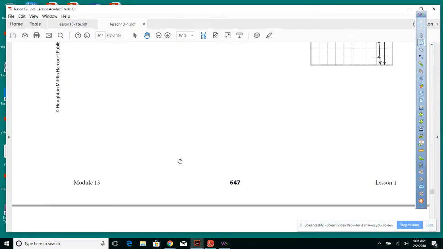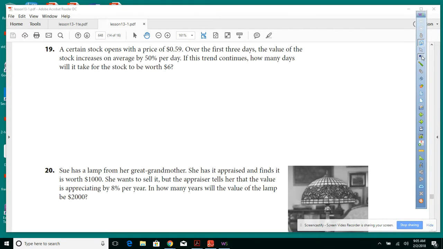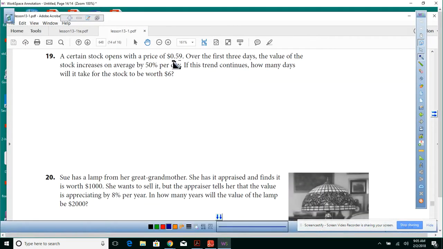Let's try on 19. Word problems. Find the function that corresponds with the given situation, then graph the function on a calculator and use a graph to make a prediction. A certain stock price opens with a price of 0.59. Over the first 3 days, the value of the stock increases on average by 50% per day. If this trend continues, how many days will it take for the stock to be worth $6?